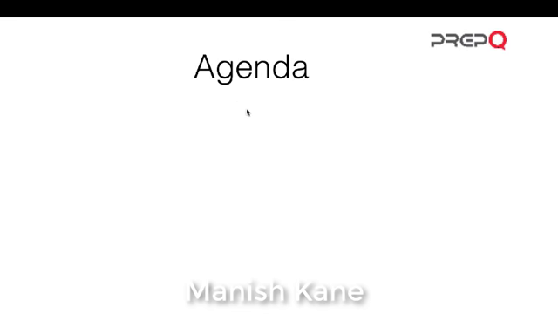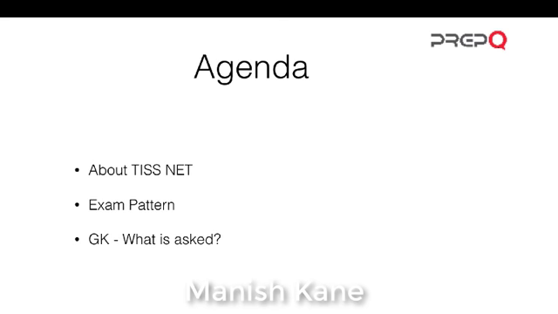So let us first of all have a look at the agenda for this session. We will first talk about what is the TISSNET exam like and the exam pattern, and then we will talk in detail about GK and what has been asked in the last 3-4 years. Once again, I have ignored the TISSNET pattern prior to 2014. So what I have primarily considered is the pattern followed by TISSNET from 2014 onwards, 2015, 16, 17 and 18. That gives us a pretty good idea of what kind of questions can be expected.